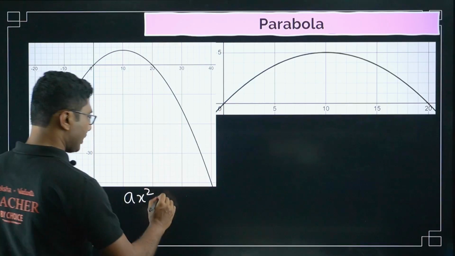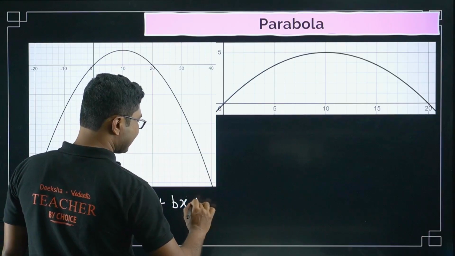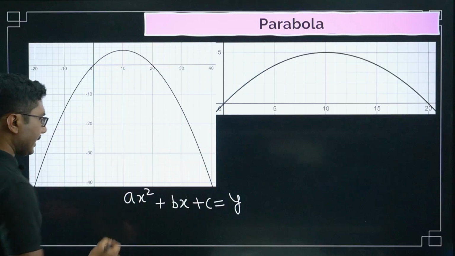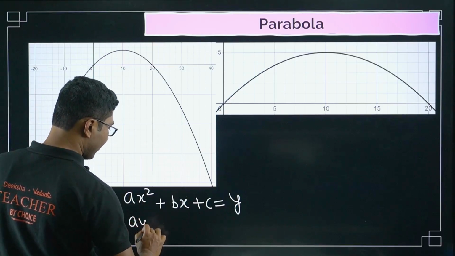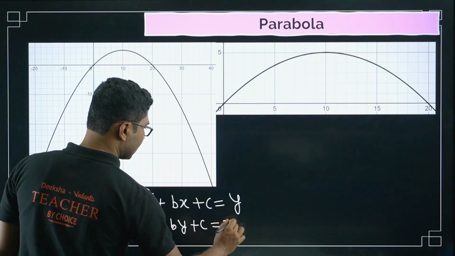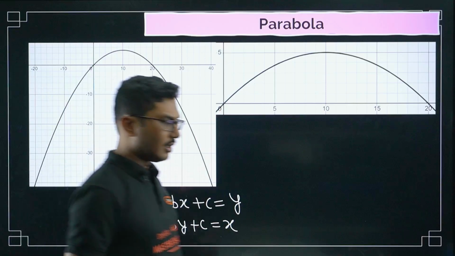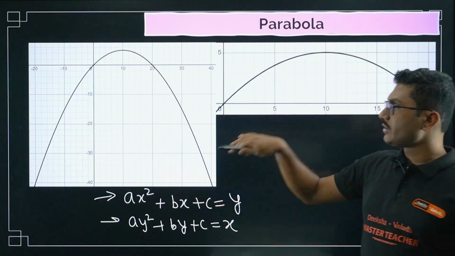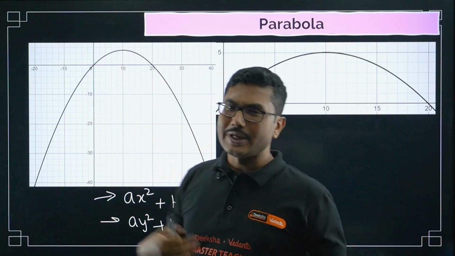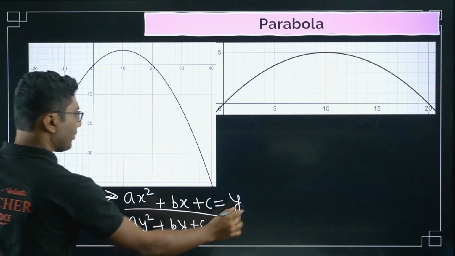One of them is square: ax square plus bx plus c equals the other coordinate, say y. So it can be like this as well, ay square plus by plus c equals x. These are the general equations of a parabola. Based on which equation you are considering, the orientation will be different. Here we have it like this, and it can be like this as well. This is the equation of a parabola in this form.